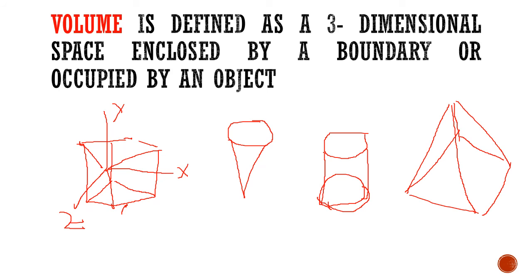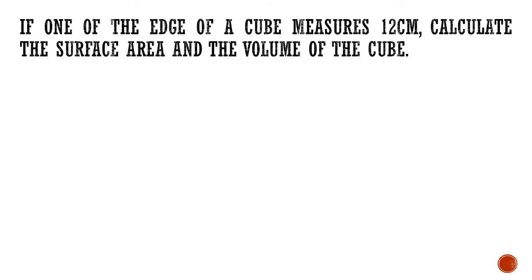At ang unit ng isang volume is cubic unit. Is in cubic unit siya. So, let's move to our example. If one of the edges of a cube measures 12 cm, calculate the surface area and the volume of the cube. So, yung cube, alam naman natin na yung mga sides doon are equal lang. And, sinasabi dito na yung edge daw ng ating cube is meron 12 cm. So, pinapahanap sa atin yung surface area and yung volume ng ating cube.